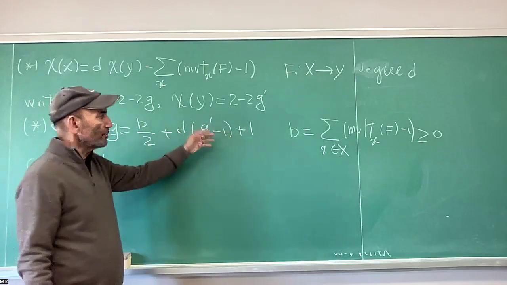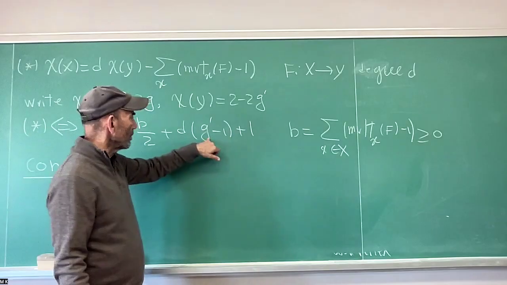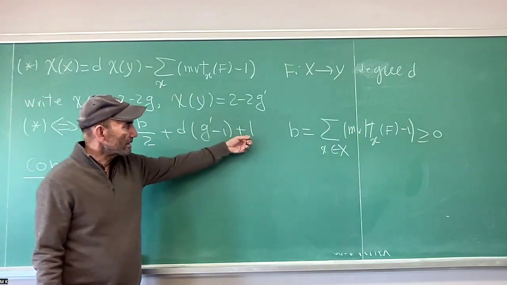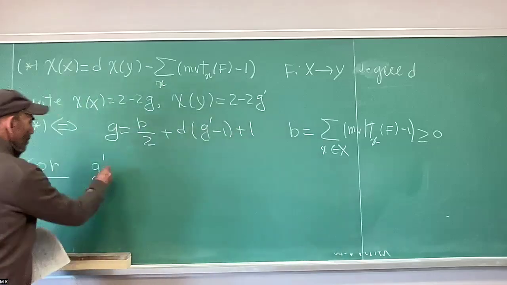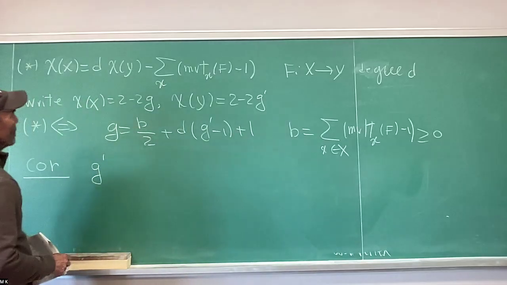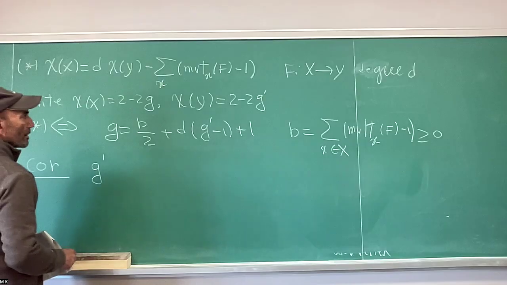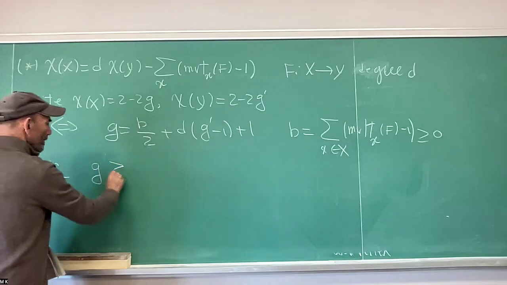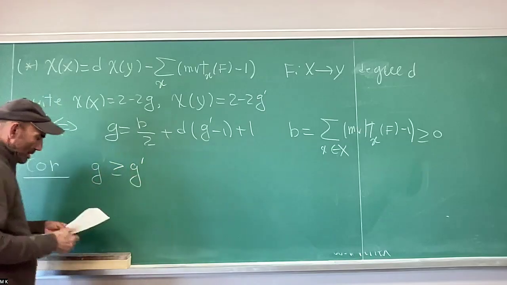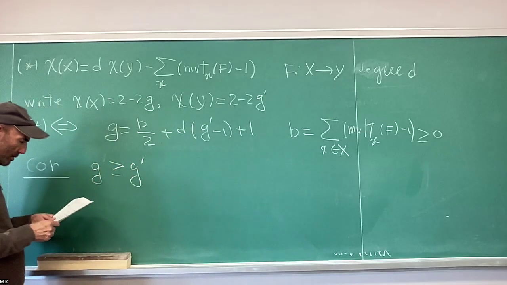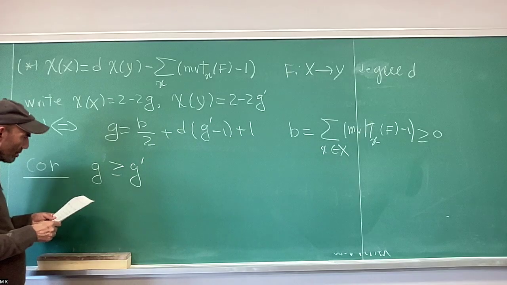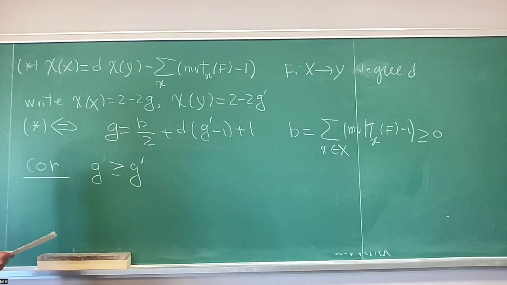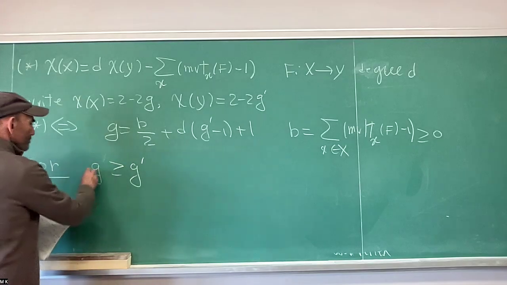So you can argue what happens if this is 0. But G prime is okay. So this is the Euler characteristic for that. So G is always bigger than or equal to G prime. But what I'm trying to say, yes, I think that's correct.